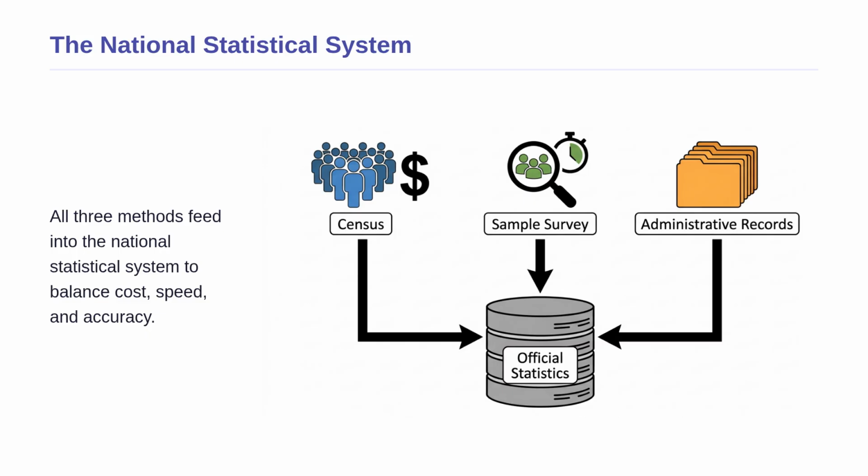Let us visualize how these methods work together. On the screen, you can see a flowchart representing the national statistical system. Notice how the census, the sample survey, and administrative records all have arrows pointing into one central database labeled official statistics. A smart government does not rely on just one method. Instead, it uses a combination of all three to balance cost, speed, and accuracy. By understanding the strengths and weaknesses of each, statisticians can choose the right tool for the right job to build a complete picture of the nation.